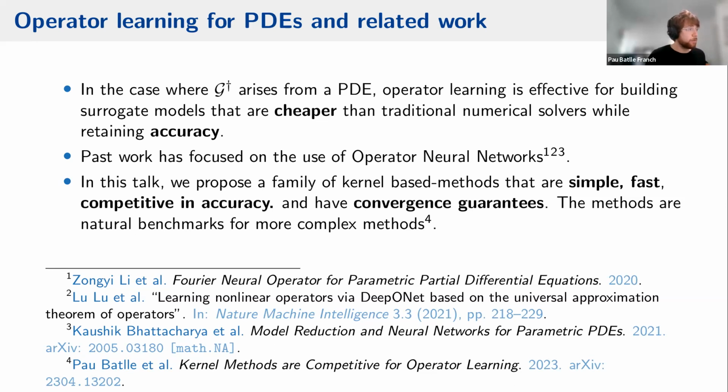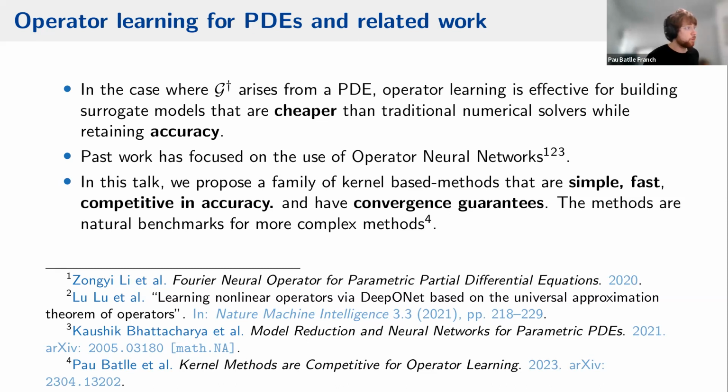The reason that you might want to do operator learning in that setting is because you want to build what's called a surrogate model, which is a model that is cheaper to run than traditional numerical solvers, while hopefully retaining accuracy. Of course, there's going to be a trade-off between complexity and accuracy that I'm going to explain a bit later. The general idea is that you want as much accuracy as possible while being cheaper. And it depends on the application how much complexity you are willing to trade for accuracy.